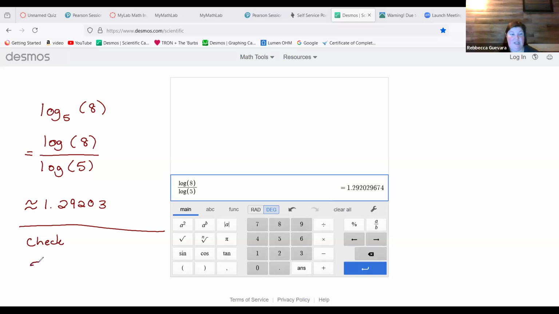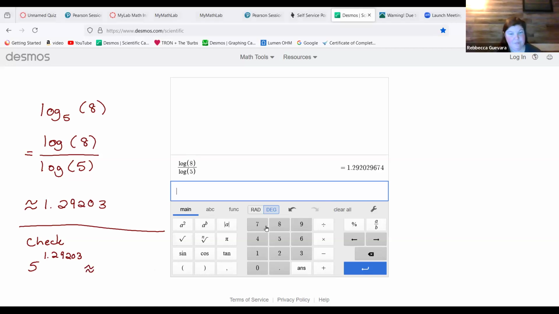Just as a check to make sure that I did this correctly, remember this is a base 5 log. So if I did this correctly, I should take base 5 and raise it to the power of 1.29203. I should get 8, or approximately 8, back. So 5 to the 1.29203, we see is really, really close to 8. So this means that this is, in fact, what log base 5 of 8 is.